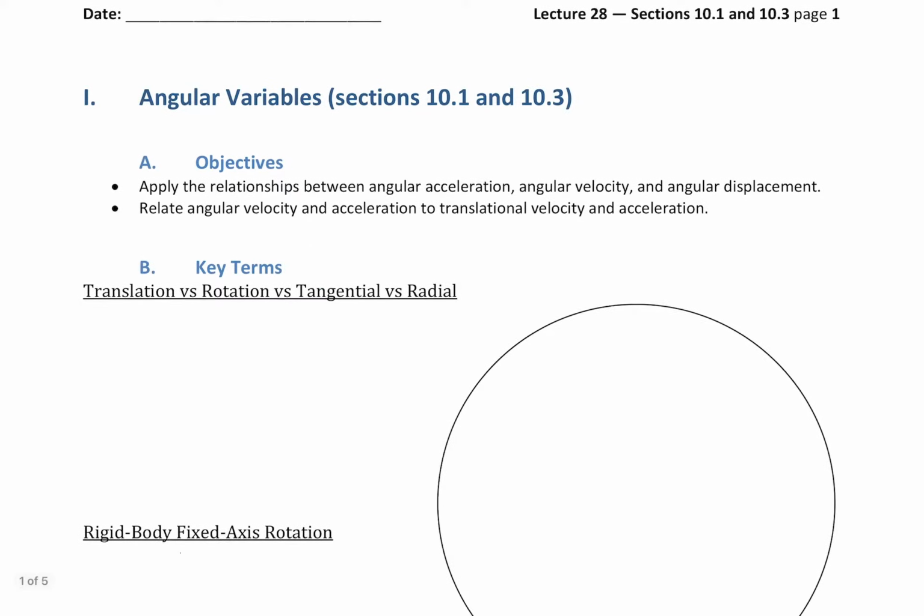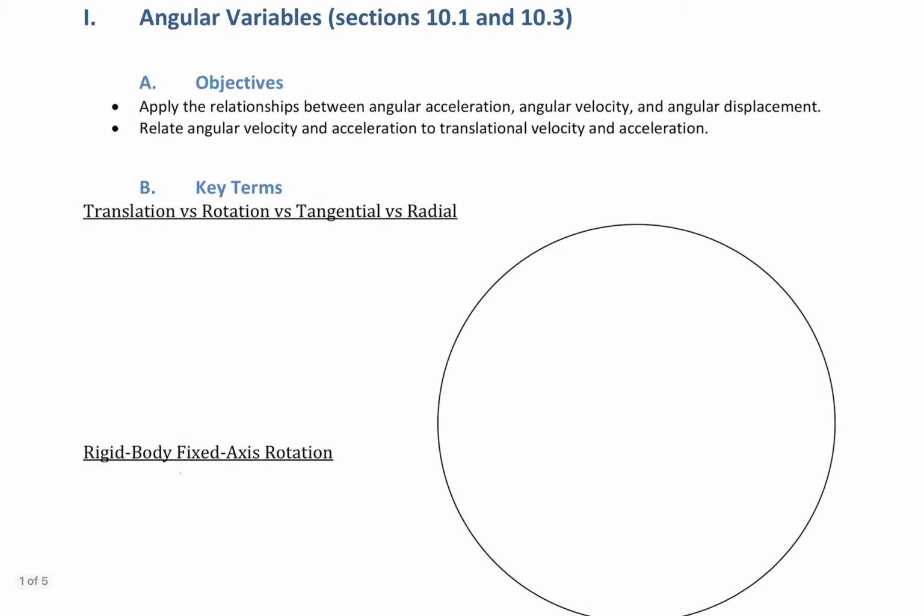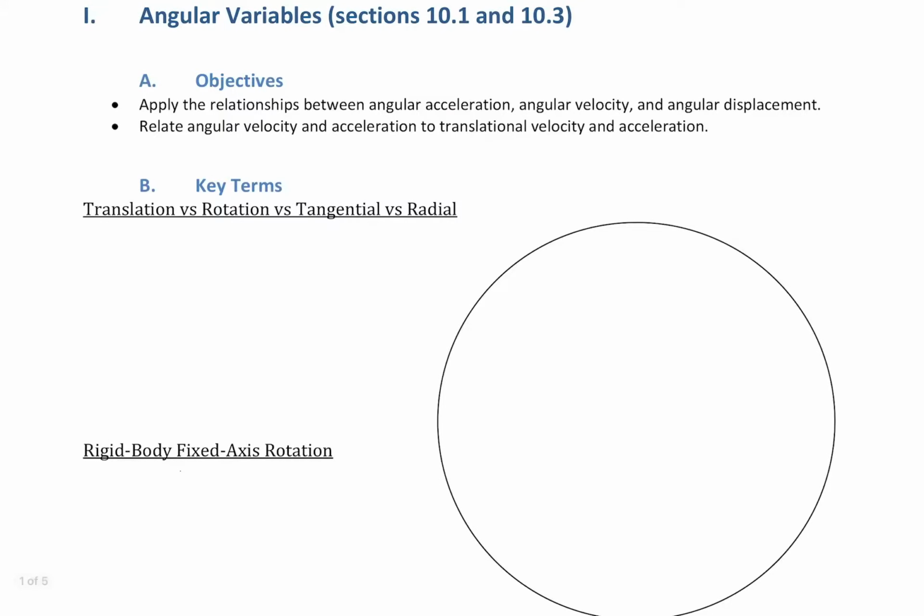Okay, so let's get into angular variables. Some of this is review from those previous times we've seen rotational ideas. So key terms: translation versus rotation versus tangential versus radial. What do those things mean? Well, translational motion is along a line, describing the x and y. So when we talk about a car going around a turn and we talk about the components of its motion, like its tangential and radial components, those are absolutely translational terms. That's always been our approach. We've talked about circular motion, but always zooming in on the translation.